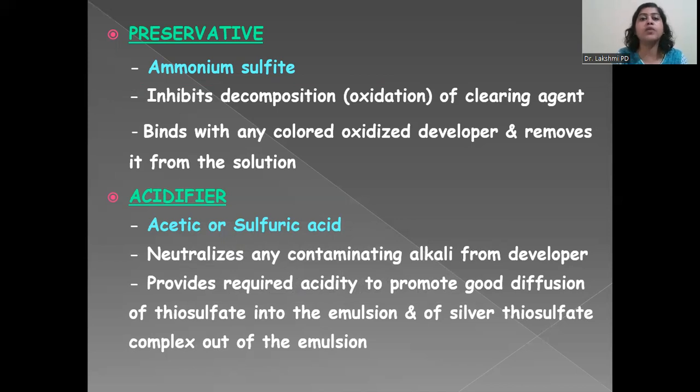Other than that, it will also combine with any colored oxidized developer which has been carried over, and remove it from the solution. So all these will ultimately prevent any sort of stains which will hamper the formation of an ideal diagnostic image. The third component I told you is an acidifier, because your ammonium thiosulfate basically works only in an acidic medium, pH of 4 to 4.5, which is provided by your acetic acid or your sulfuric acid. So what the acidifier basically does is neutralize any contamination of any alkali of your developing solution which has been carried over.